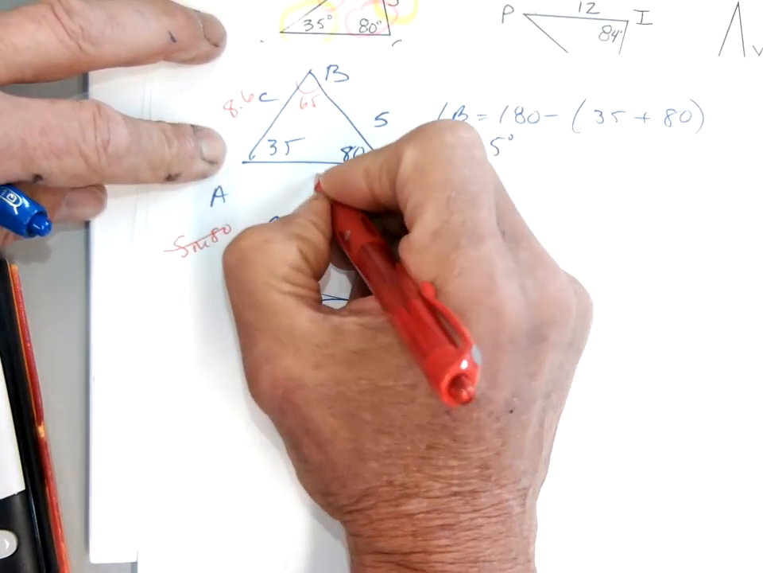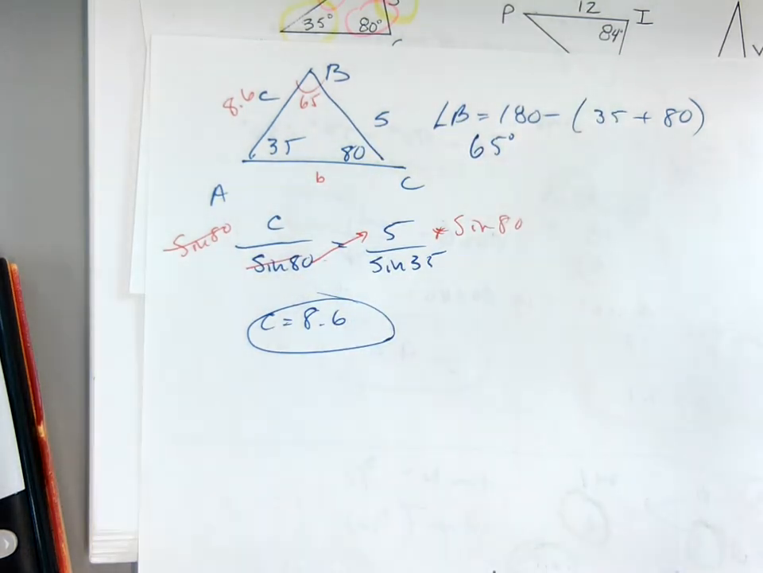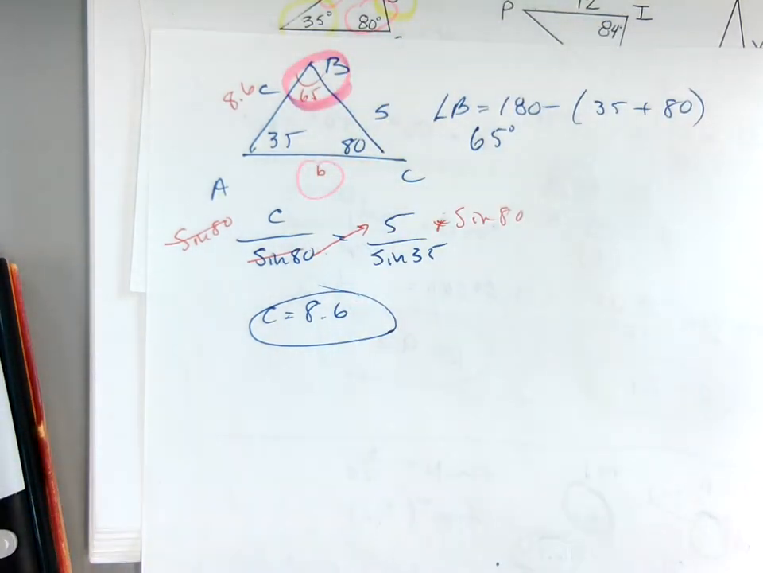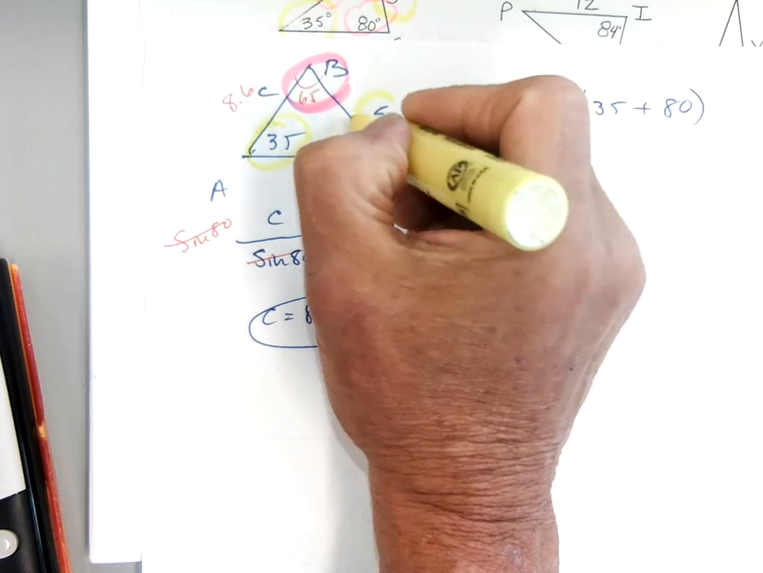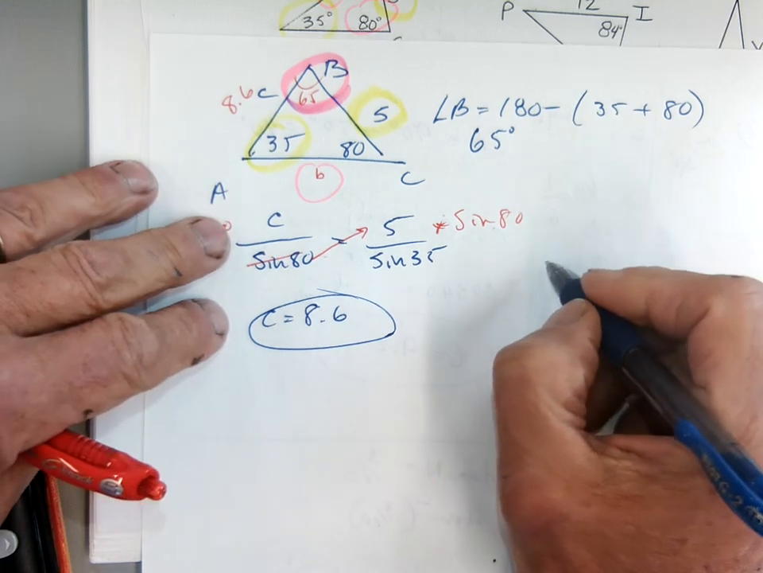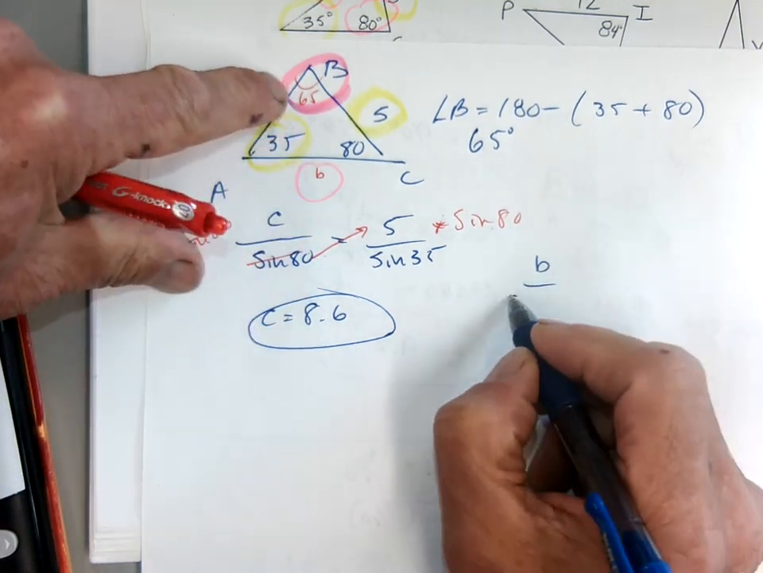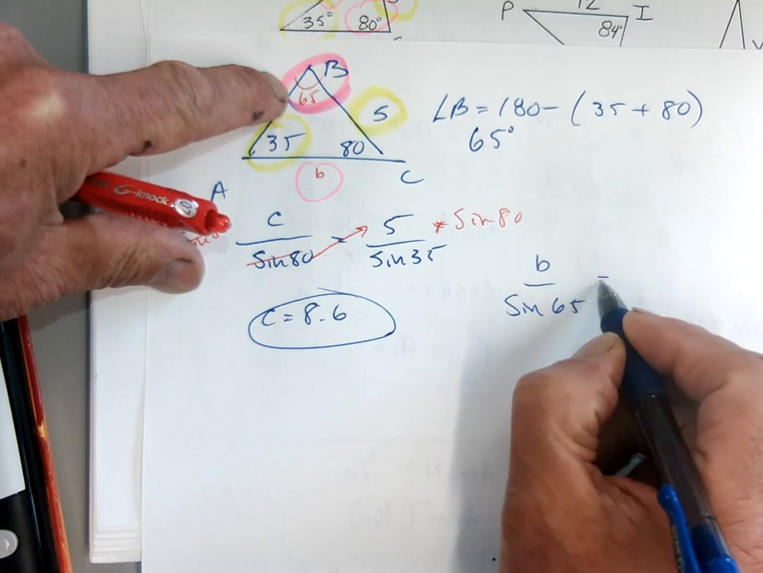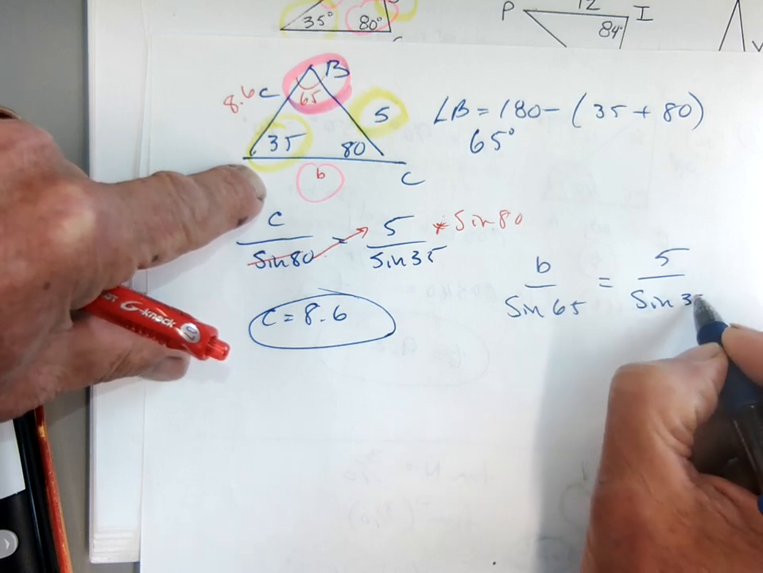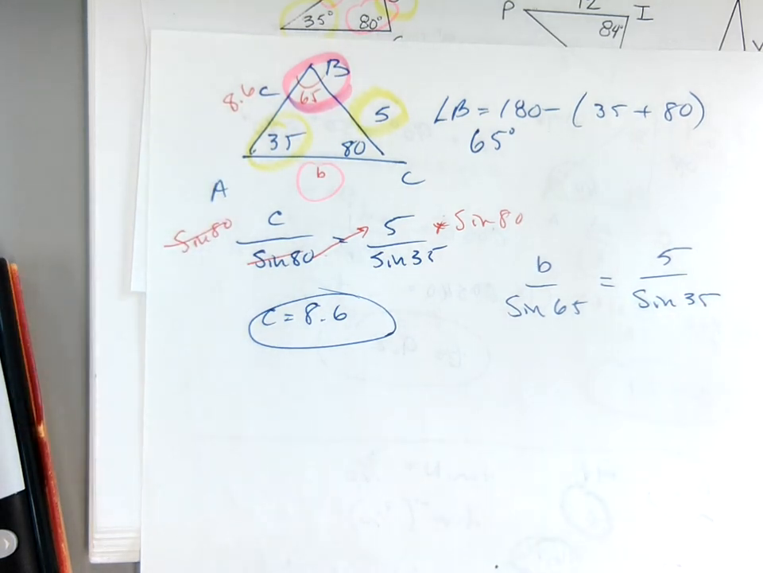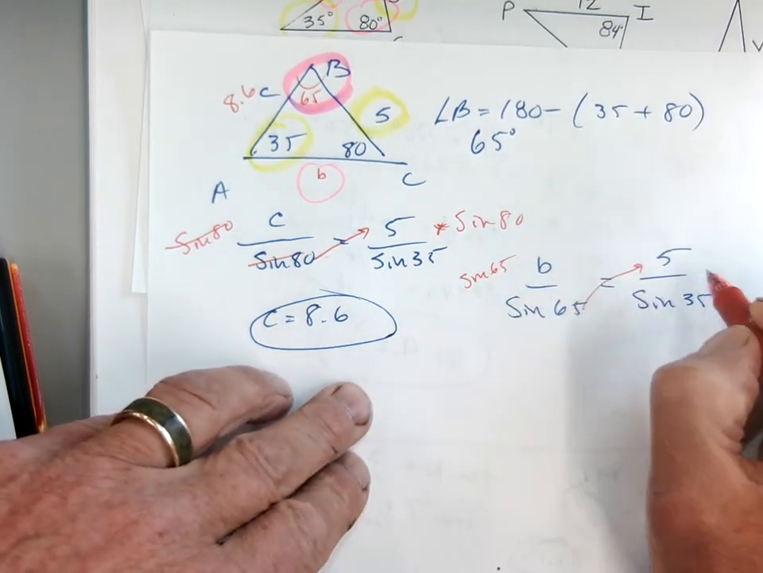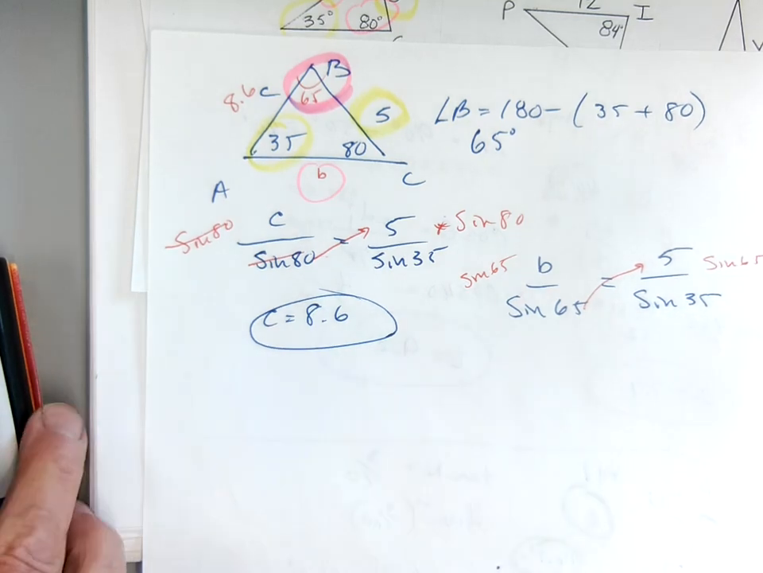And now I can find this opposite again. Back to opposites, right? I get side B, angle B. I've got opposites with my 35 and my 5. So I can do the same thing. I go side B over the sine of its opposite equals the 5 over the sine of its opposite angle. Okay, to solve, I'm just going to multiply up by the sine of 65. So multiply sine 65, and I'm just going to use my calculator.